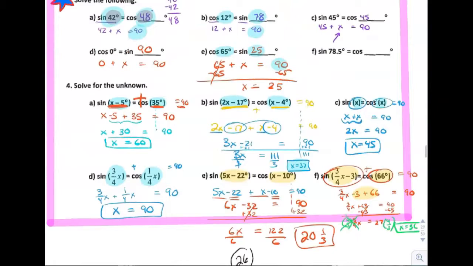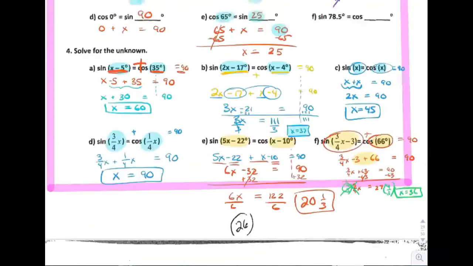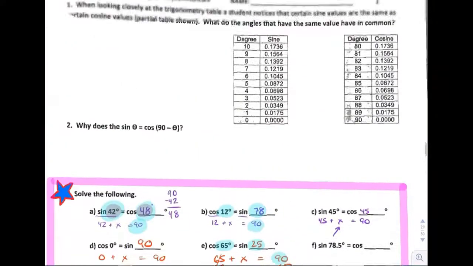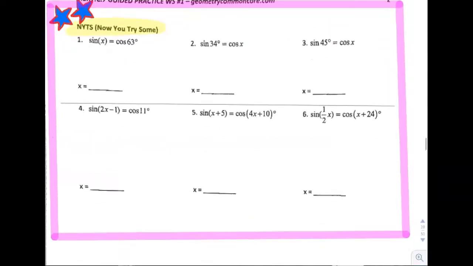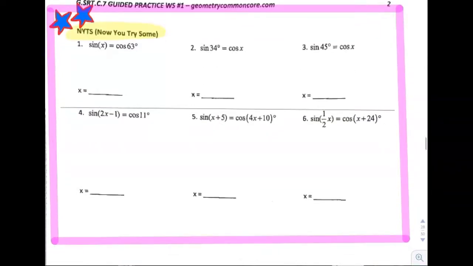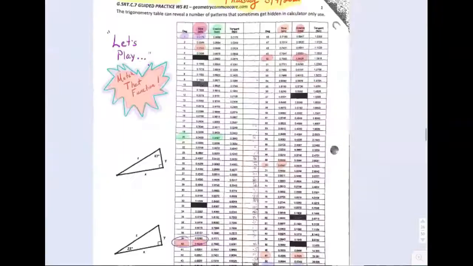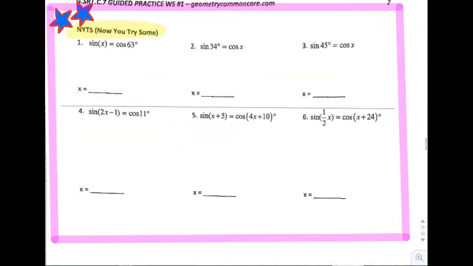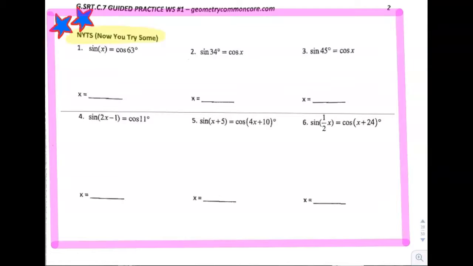So now we understand that whatever's next to sine plus whatever's next to cosine equals 90, and then you just solve it algebraically. So you are going to go back one page to the Now You Try Some at the top of page 25, so you can play Match That Function as an assignment. Page 25, 1 through 6. You're going to take a picture of this and upload it to Google Classroom, 1 through 6. And remember, whatever's next to sine plus whatever's next to cosine equals 90. And you solve from there.